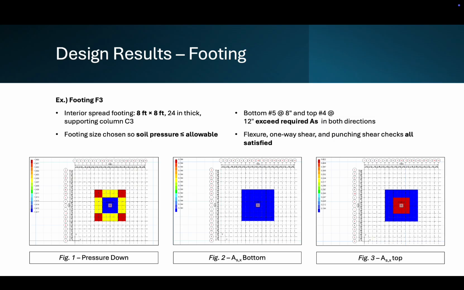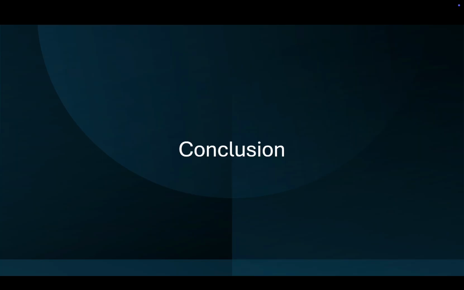And here we have the 3 figures for contour maps, 1 being pressure down, 2 being the ASX bottom, and 3 ASX top. And lastly, I just want to wrap up with the discussion and summary.